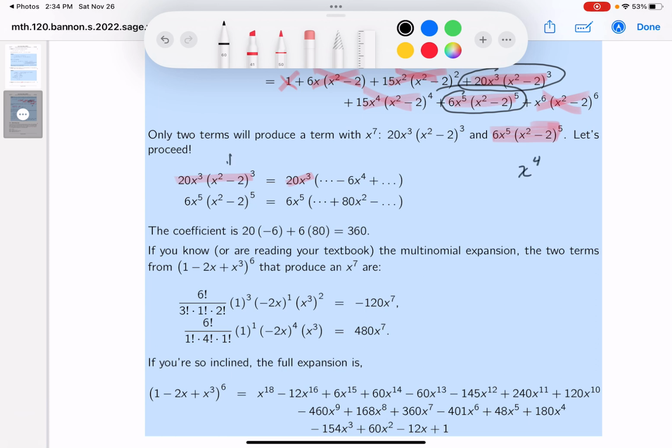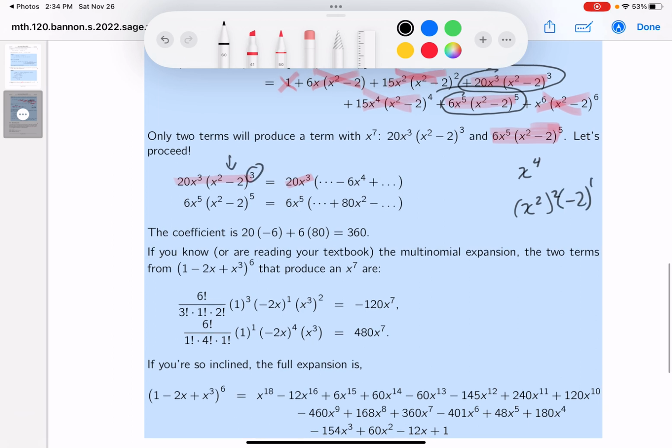All right? So we're going to look for the x to the 4th over here. And how would I produce that? That would be produced by an x squared, and then you get minus 2, and this being raised to the 3rd power. So that's going to be a 1.